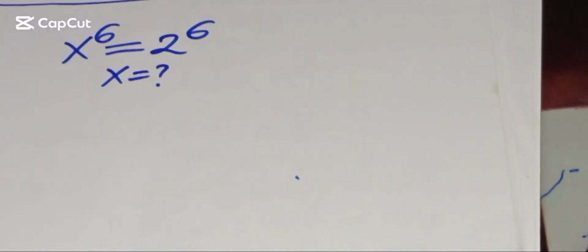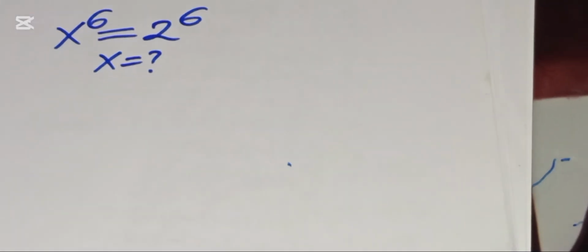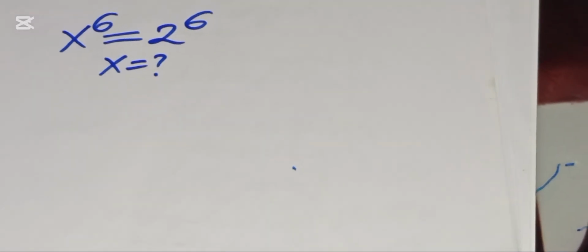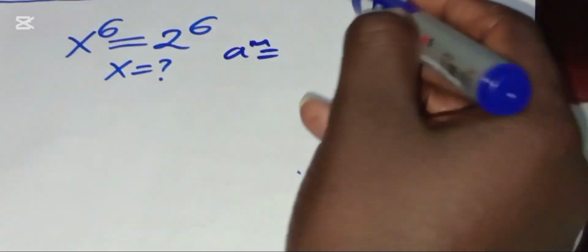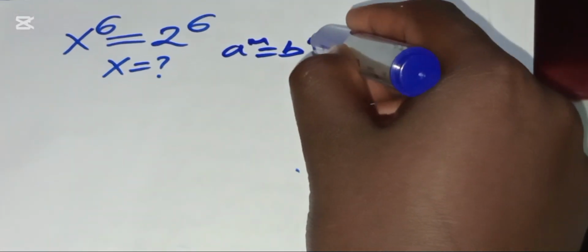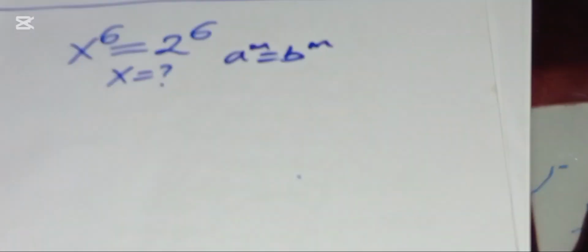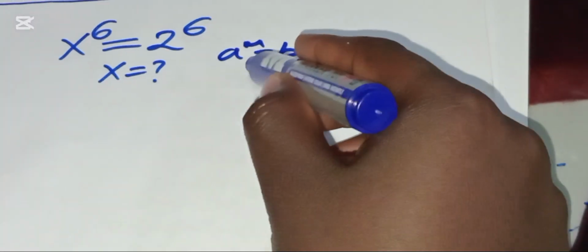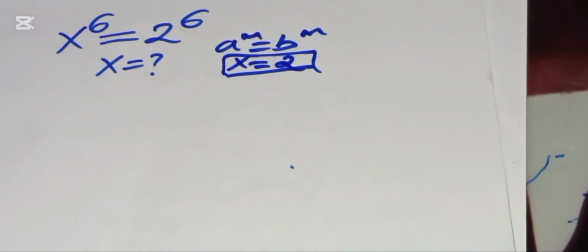Hello everyone, let's find the solution given this exponential equation, okay? So x raised to power 6 is equal to 2 raised to power 6. Given that a raised to power m is equal to b raised to power m, you can see that the powers, the exponents, are common. So that means that x is equal to 2. So this is one of our solutions, but we have other solutions.